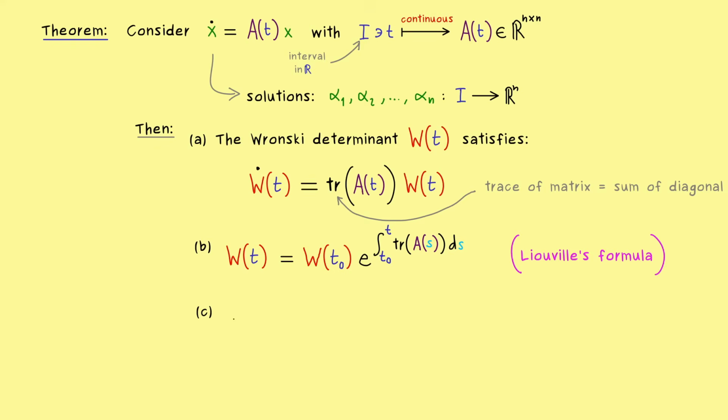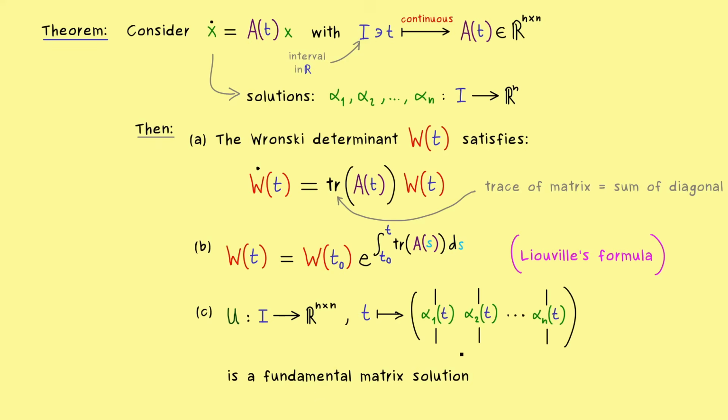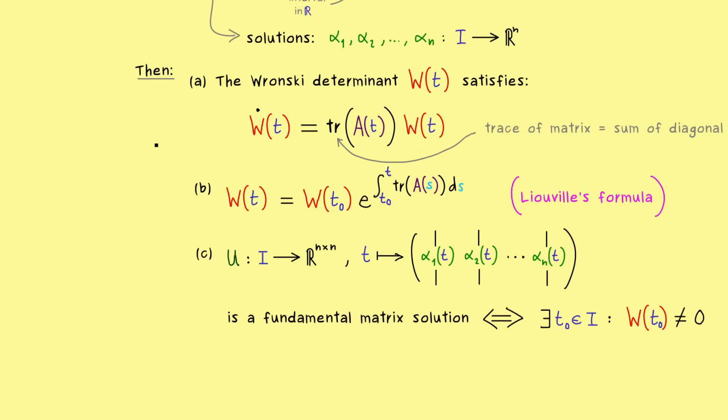And now finally the last claim is about our matrix solution U, which could be a fundamental matrix solution. Which simply means that the solutions in the columns here form a basis of the whole solution space. So simply said, this means that the solutions should be linearly independent. And this is satisfied if and only if we find a t0 in I, where the Wronskian determinant W(t0) is not equal to 0. And this claim is quite nice, because we actually have an equivalence here. Okay, then I would say we are ready to start the proof of point (a).